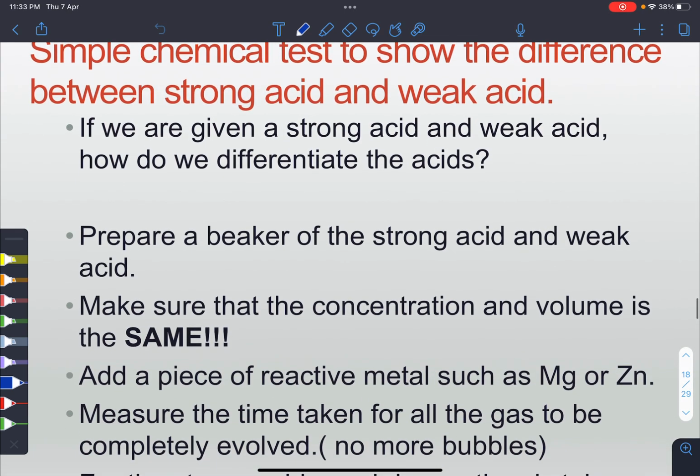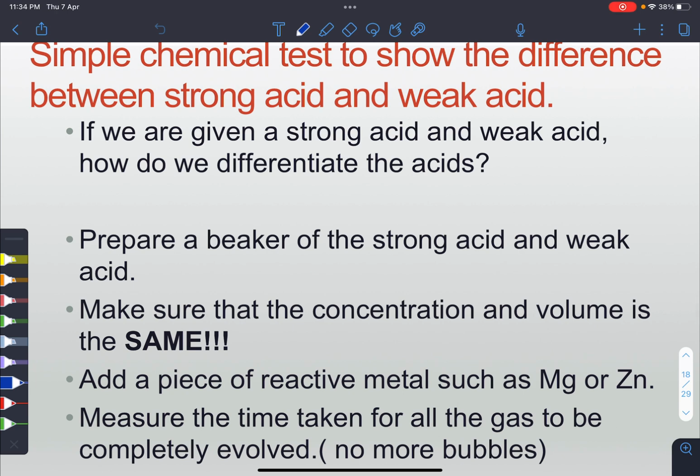Here there is a simple chemical test to show the difference between a strong acid and a weak acid. Generally, you think strong acid, weak acid, our brain will tell us one is faster, one is slower, or one is more vigorous, one less vigorous. You are not wrong, you are correct. It's just that when you actually have to write out your answer, how are you going to explain? How are you going to show your answer clearly?